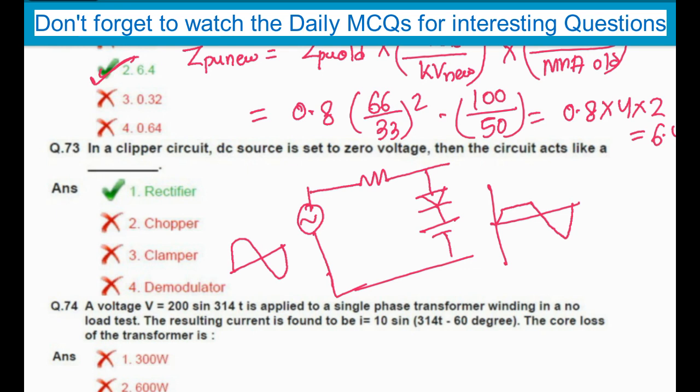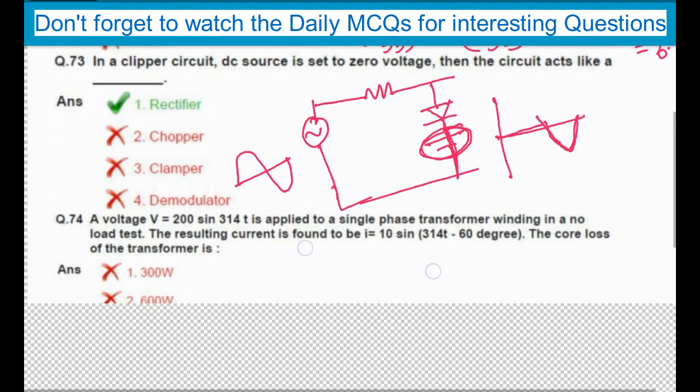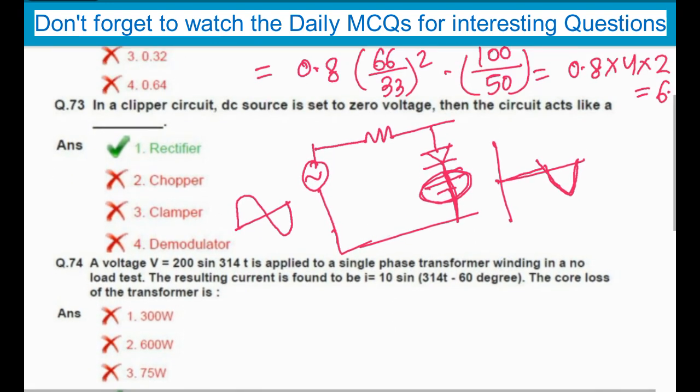So if there is no E, this will be 0. That means this is short circuited. So what will happen? It will act as a rectifier, and the whole positive half cycle will be gone, and there will be only the negative half cycle. And this is applicable for all the clipper circuits. This is a very simple clipper circuit.